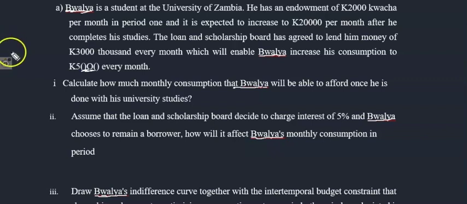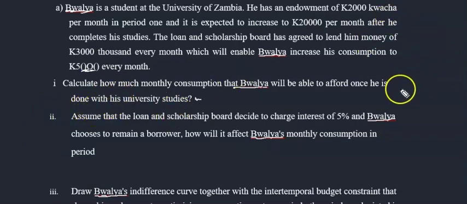The question now is: calculate how much monthly consumption Walia will be able to afford once he is done with his university studies. So let's first of all work with this question. How do we solve this kind of question? The first thing that we need to do is just to collect the data.